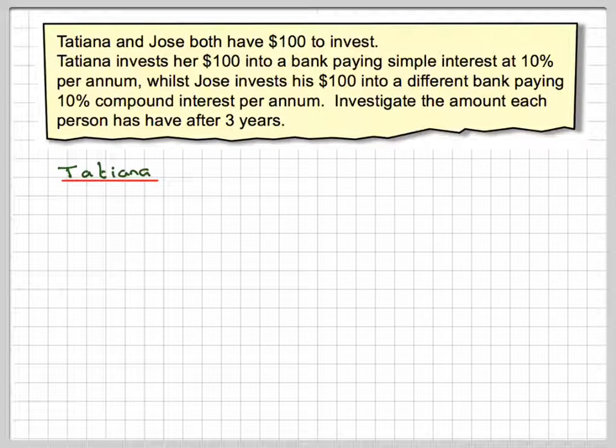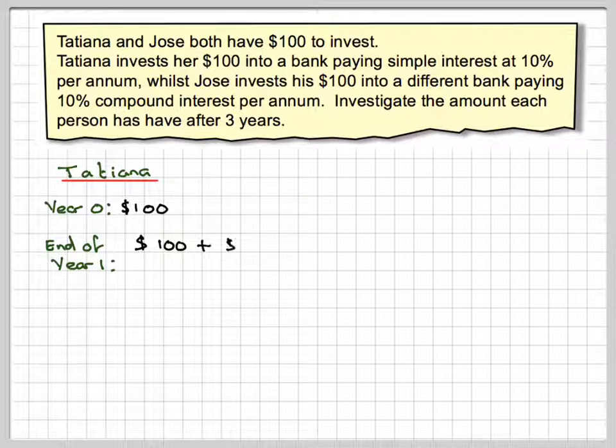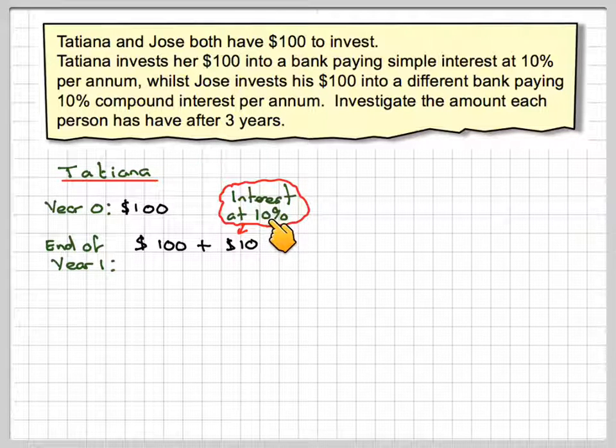So let's look at Tatiana. Year 0, at the beginning she has $100. At the end of year 1 she will have $100 plus 10%, that's the interest at 10% on 100. 0.1 times 100 is 10, so it gives her $10. So altogether she will have at the end of year 1 $110.